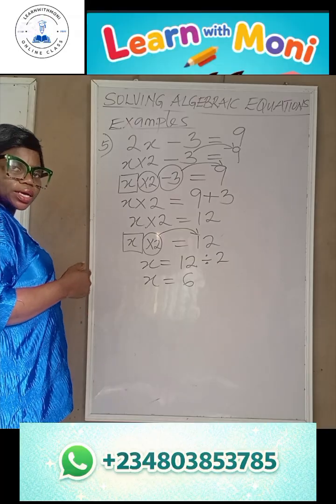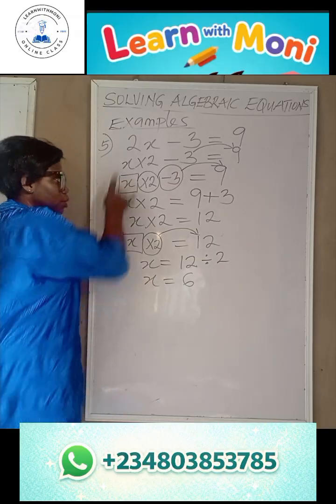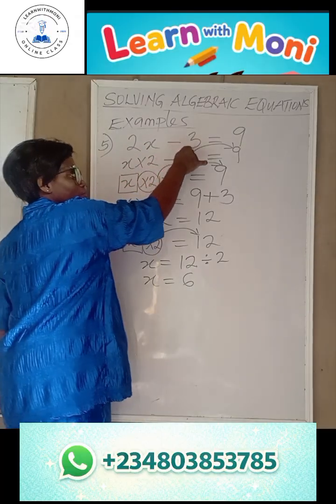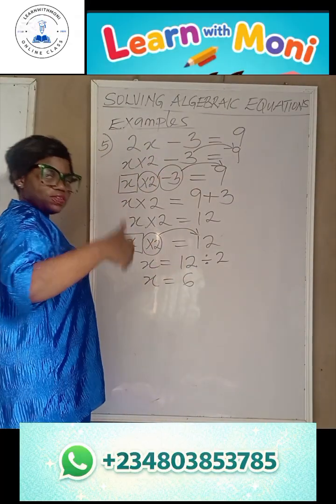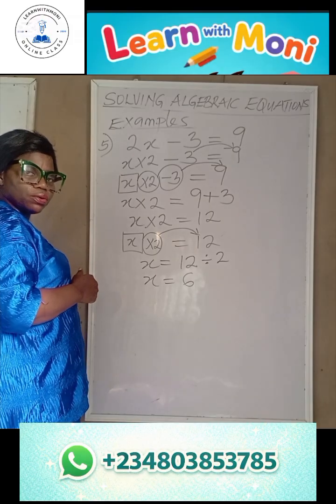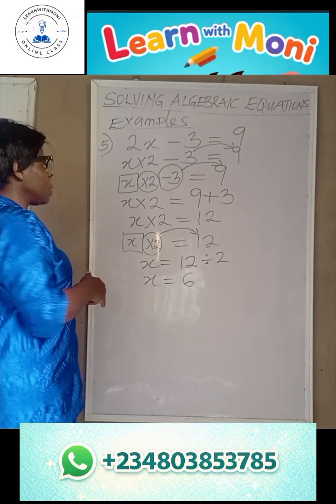We can quickly check if this is correct. 2 times 6 is 12. 12 minus 3 is 9. Can you see that? We can have other situations as well. Let us see example 6.